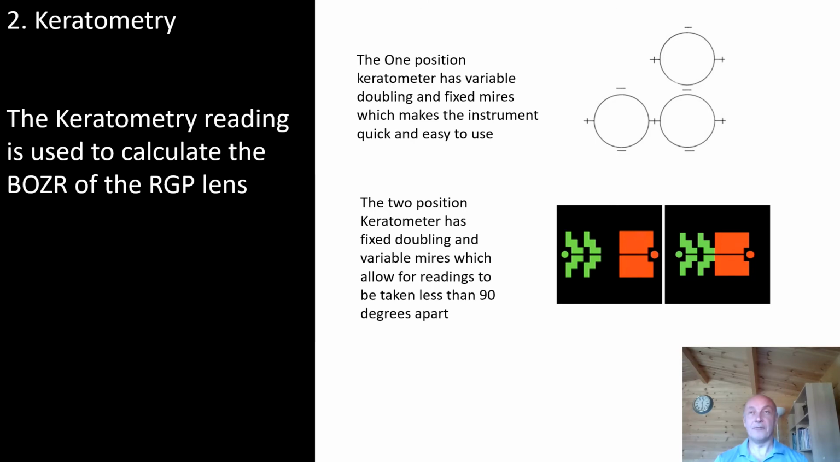The one position keratometer, which has variable doubling and fixed mires, is a very quick and easy instrument to use. However, if your patient has a slightly irregular cornea, then the 2 position, which has the fixed doubling and variable mires, which can be adjusted in either meridian, will be more accurate.